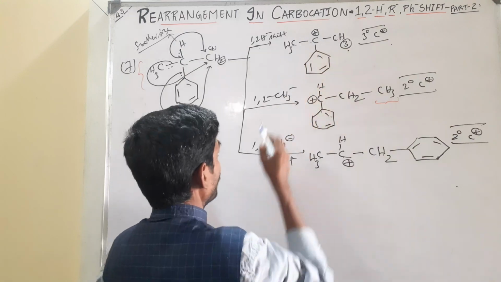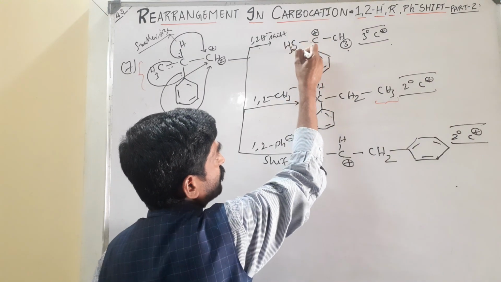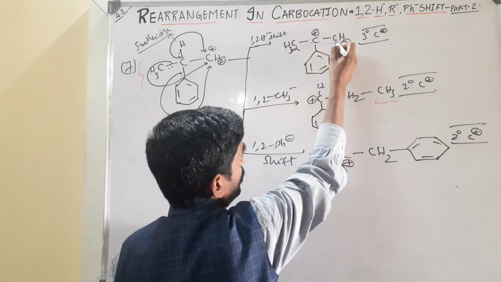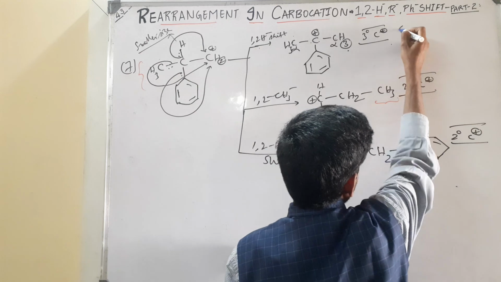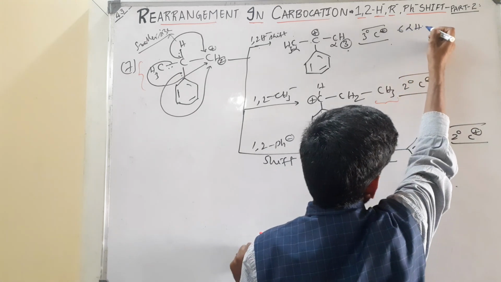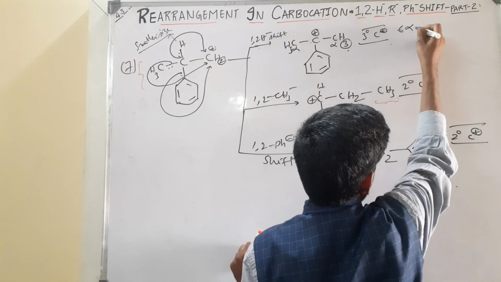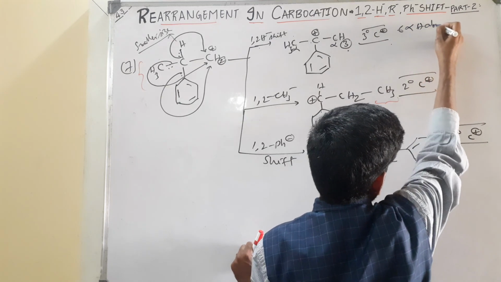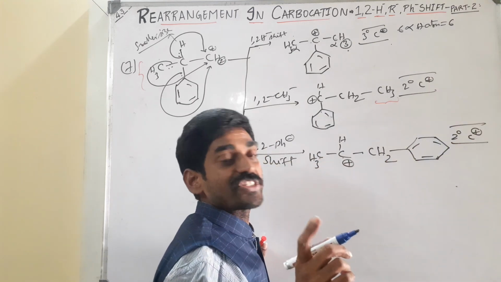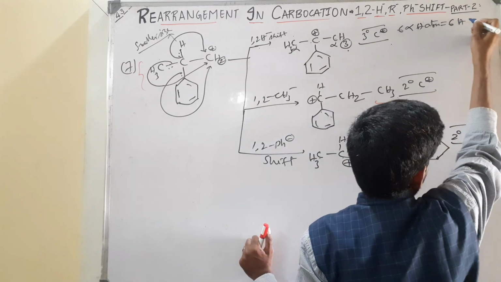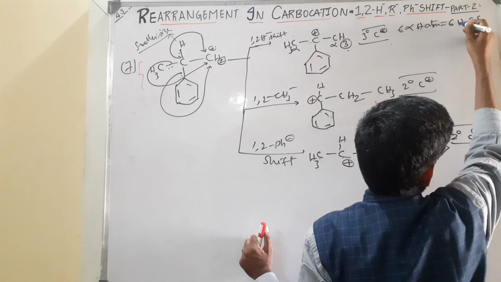Look here, in this case, the carbon adjacent to the carbocation is alpha. Here 3 alpha hydrogens are there, and totally here also 3 are there. So totally we are now getting 6 alpha hydrogen atoms. Since 6 alpha hydrogen atoms are there, the hyperconjugation effect takes place, and you will get 6 hyperconjugated structures, right?